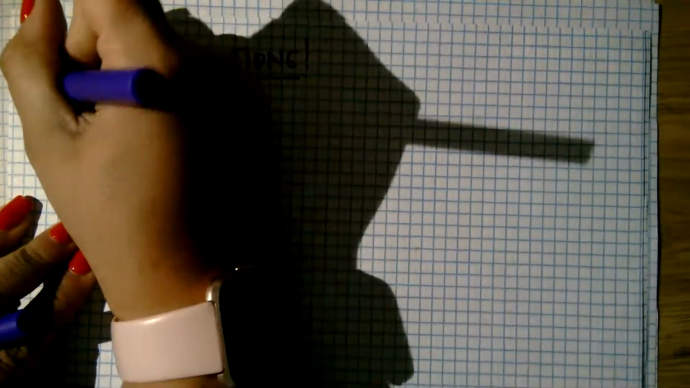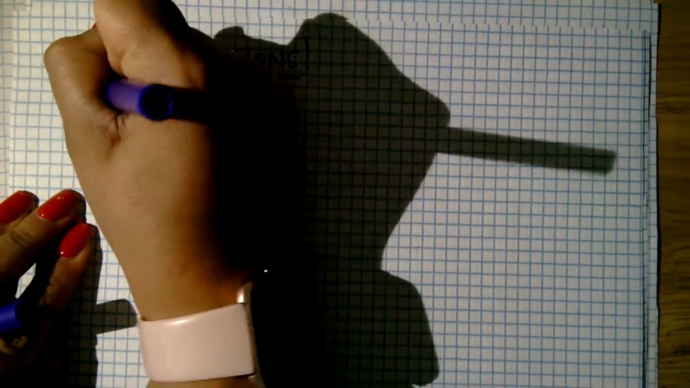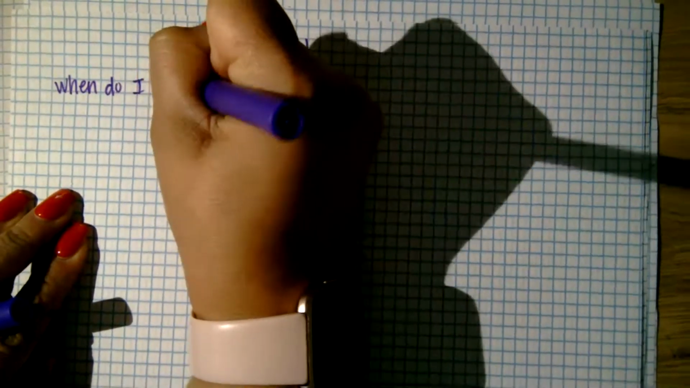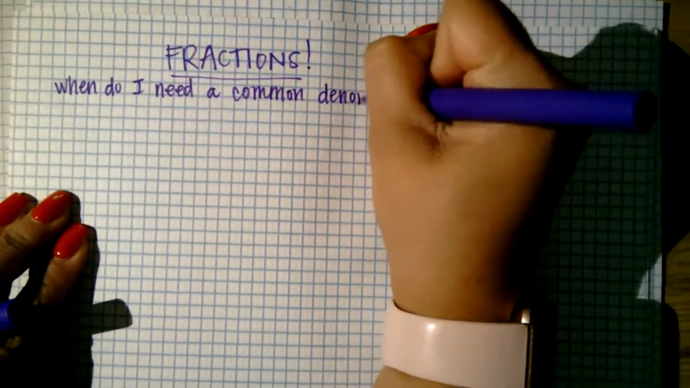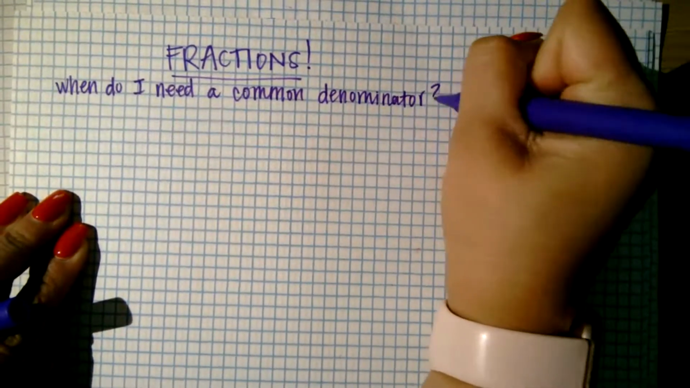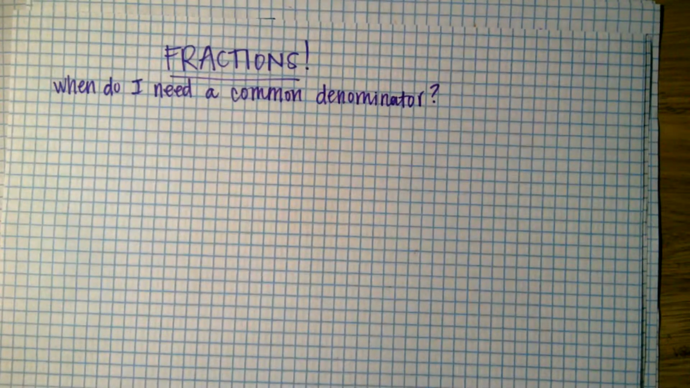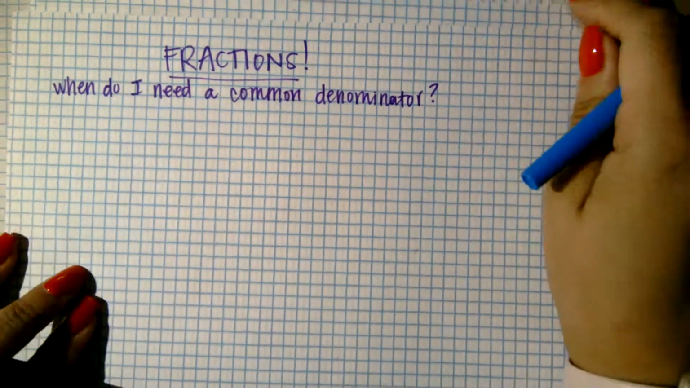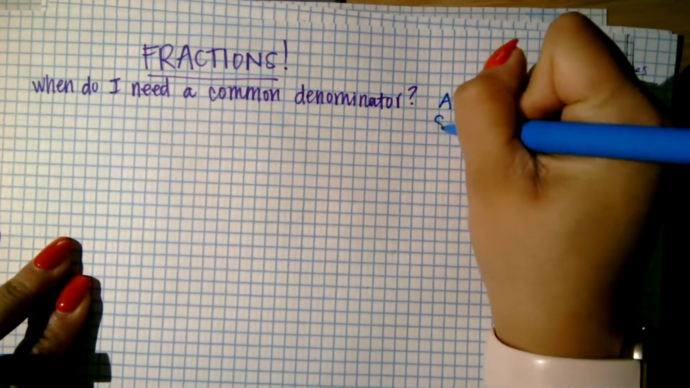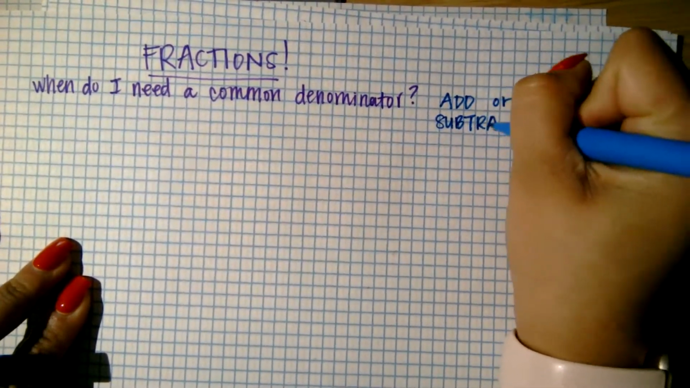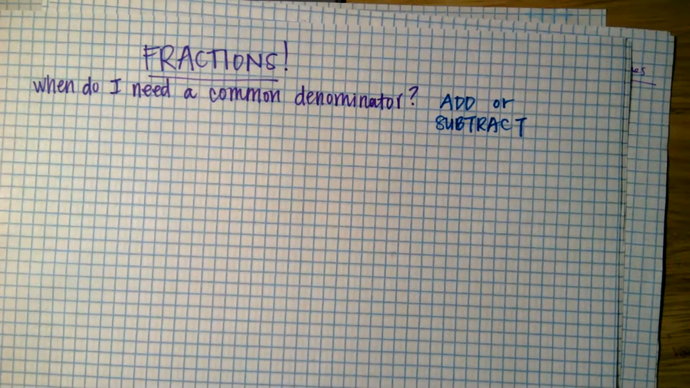Couple of things is, when do I need a common denominator? So we need a common denominator only when we add or subtract. Only for addition and subtraction. Okay? Multiplication and division does not. Okay? So I'm going to go ahead and start with fraction addition and subtraction.